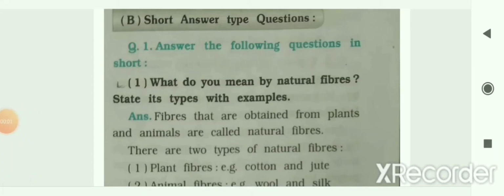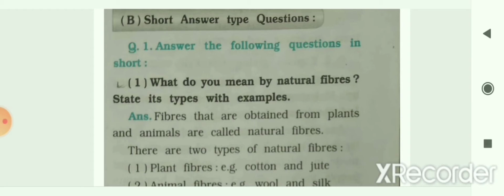Hello students, in this video we are going to learn short answer type questions, scientific reasons and descriptive type questions of chapter 3. The name is Fiber to Fabric, class 6, subject science, NCERT. And you have to write all these questions and exercises in your notebook. So let's start with the short answer type questions.